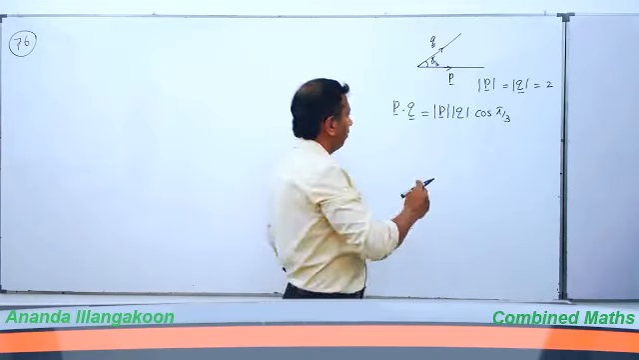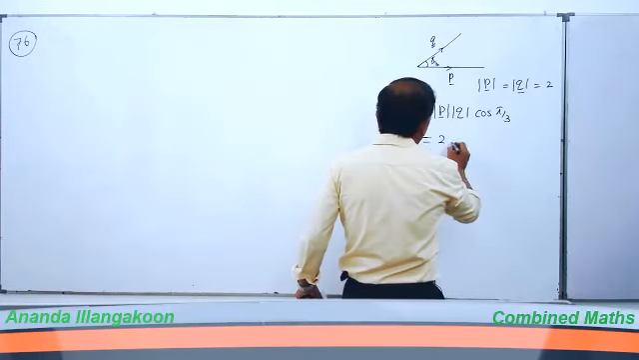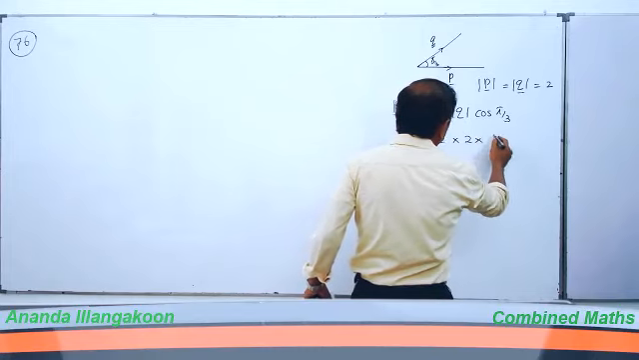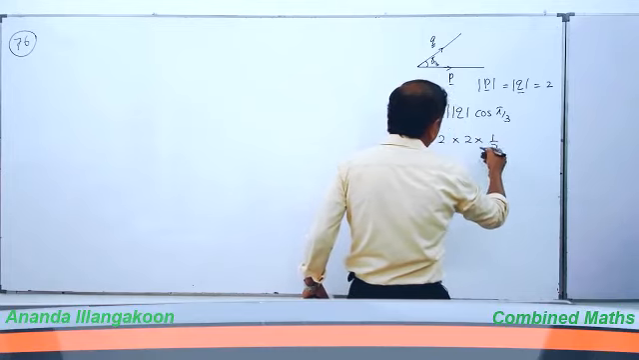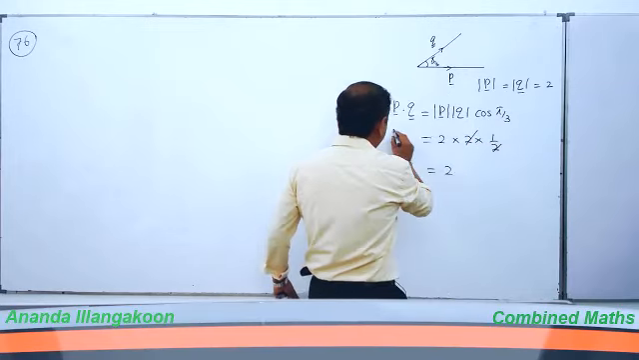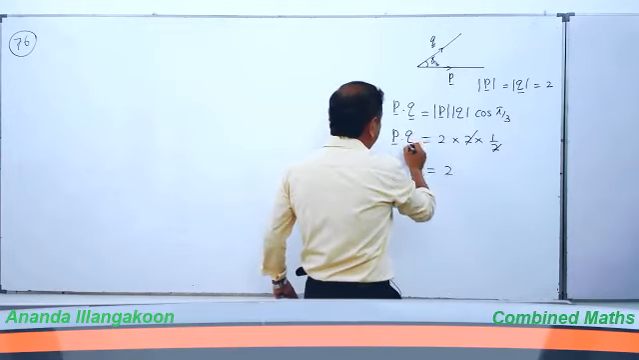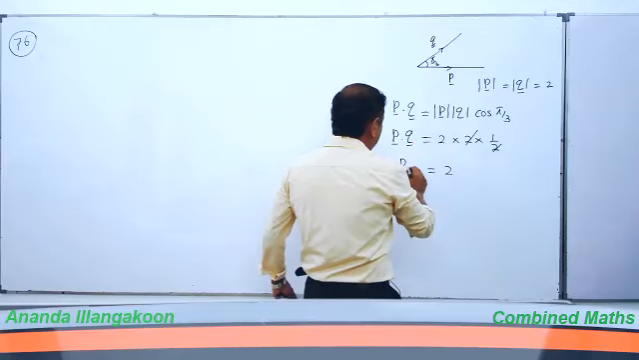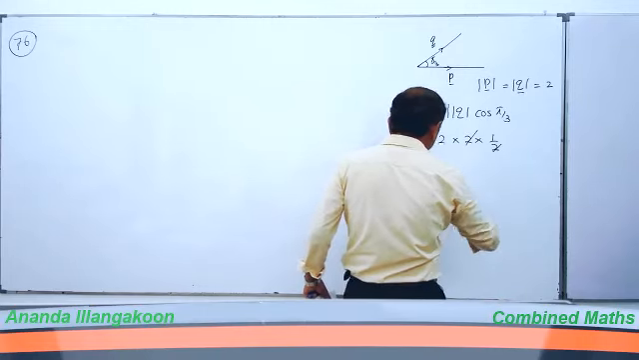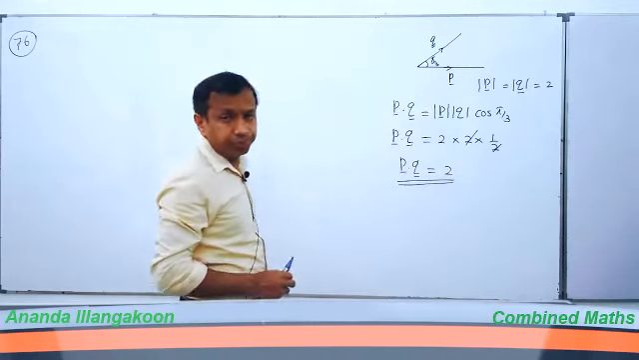Then modulus of P is 2 multiplied by modulus of Q also 2 multiplied by cos pi by 3. Pi by 3 is 60. You know, cos 60 is half. These two you can cancel down. We get 2. Then P dot Q is 2. P dot Q equals 2.